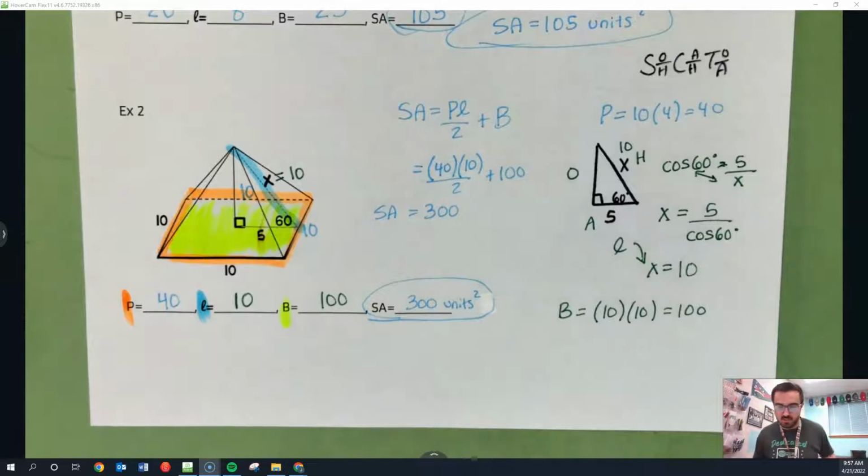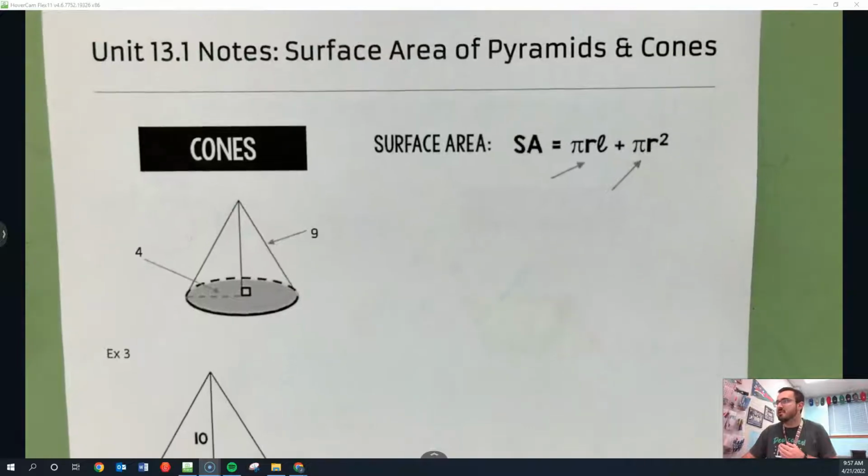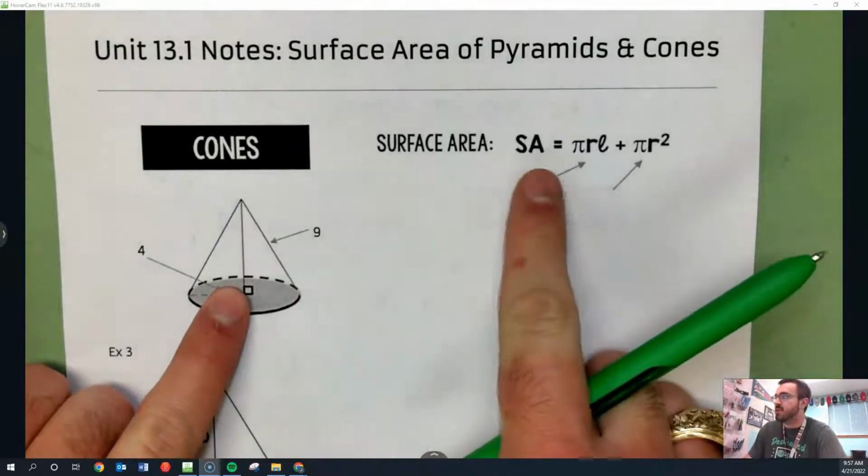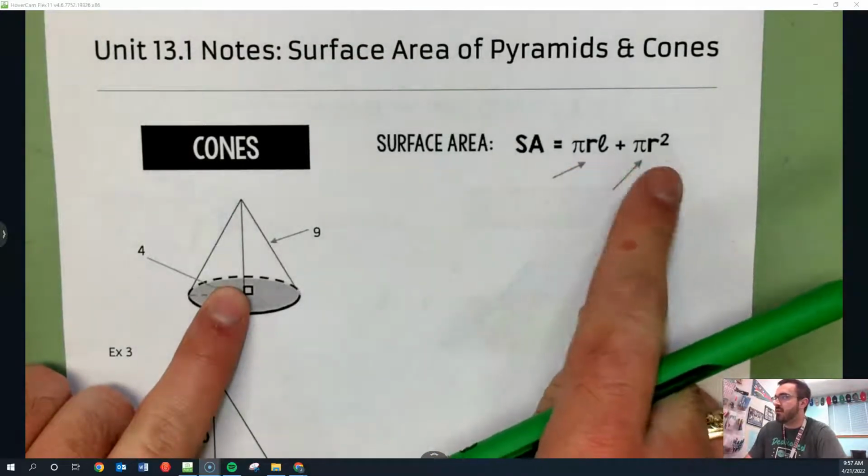Okay, those are examples 1 and 2. Those are our pyramids. Let's go ahead and go to the next page. This should be page 3 now. Let's do cones real quickly. All right. Surface area of a cone is pi r L plus pi r squared.